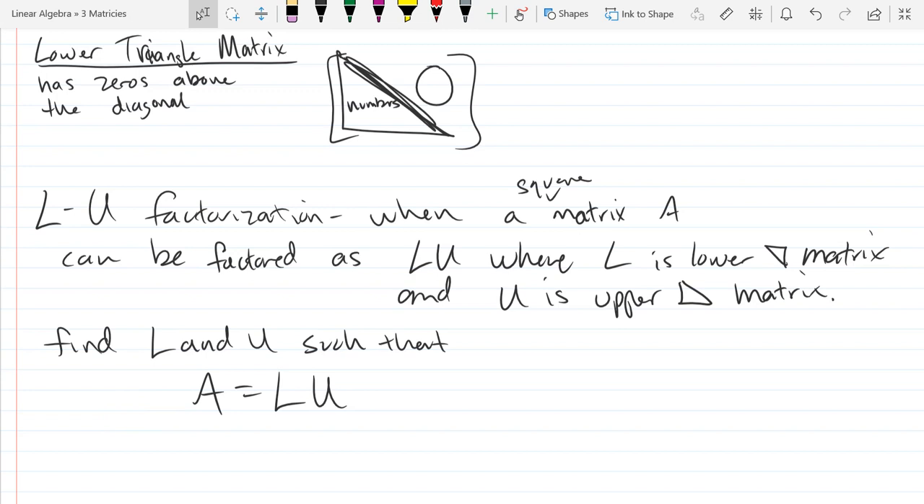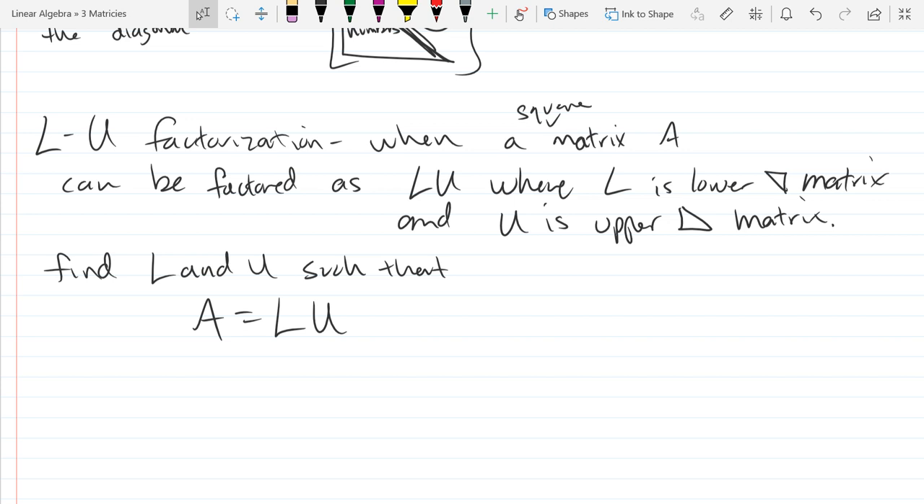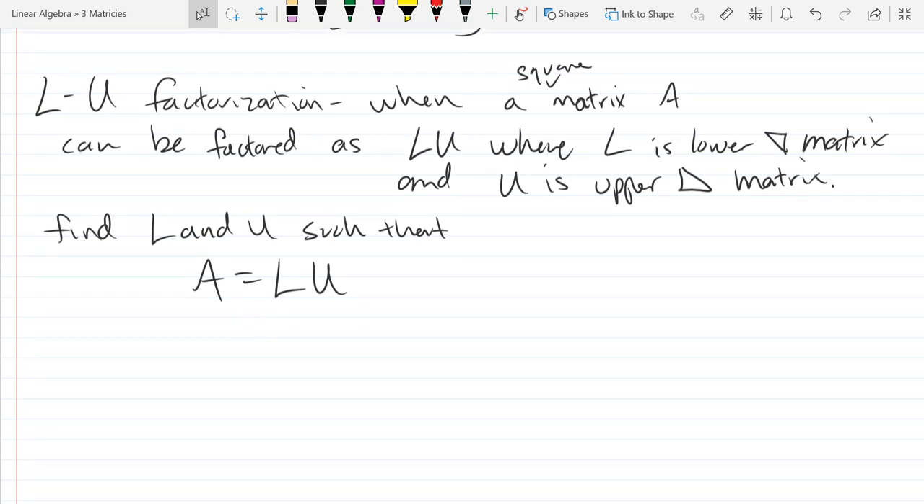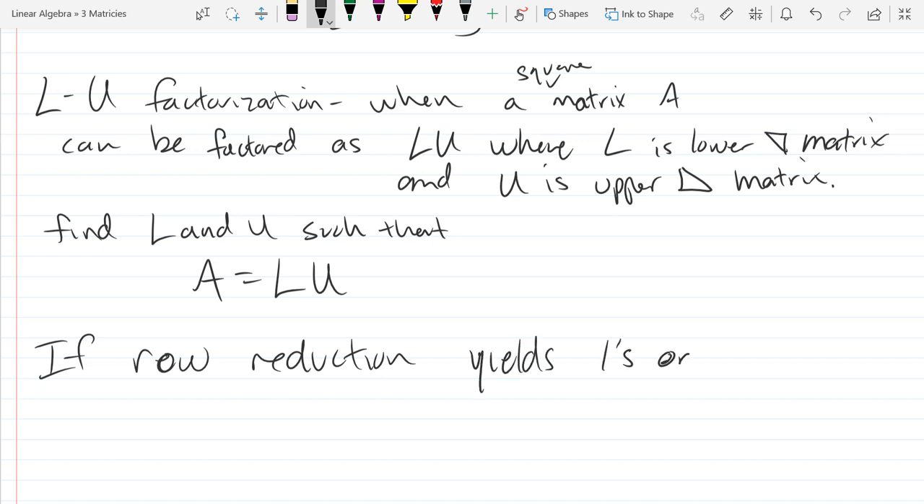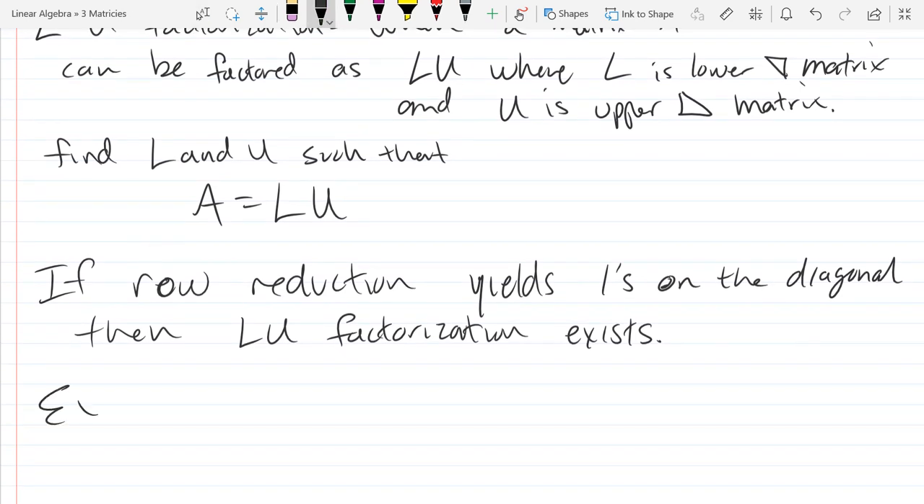Turns out you can factorize when the matrix is invertible. So if Gaussian elimination, if row reduction yields ones on the diagonal, then LU factorization exists. So I've taught you everything you need to know to do LU factorization.